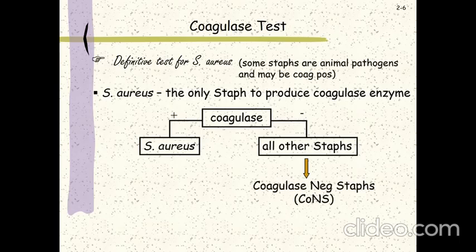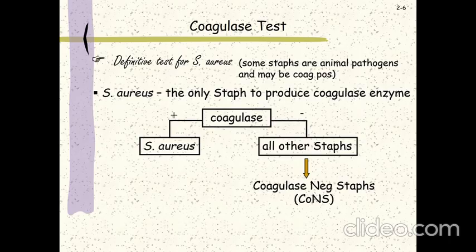Now, I say it's a definitive test. There may be some staphs that are positive. There are some others out there. I'd say there may be, but there are other staphs out there that can be coagulase positive. But the only human pathogenic staph that is coag positive is Staphylococcus aureus. The others are animal pathogens, and we can just disregard those.